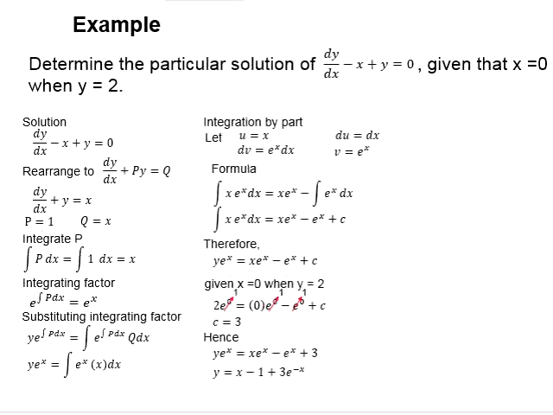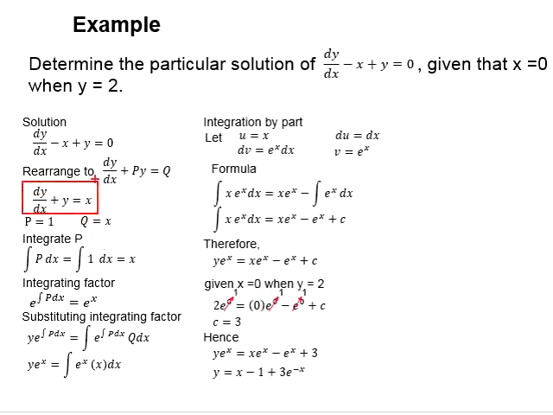Let us try another example on this. We are asked to determine the solution for the function here, given that x is equal to 0 and y is equal to 2. Write down the function here. Rearrange it in the format of dy/dx plus py equals to q. This is done by moving the negative x to the opposite side, which will give you this.